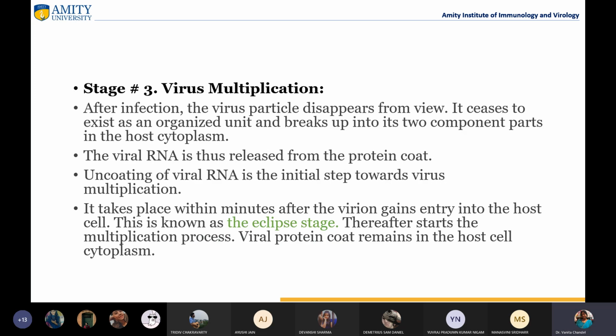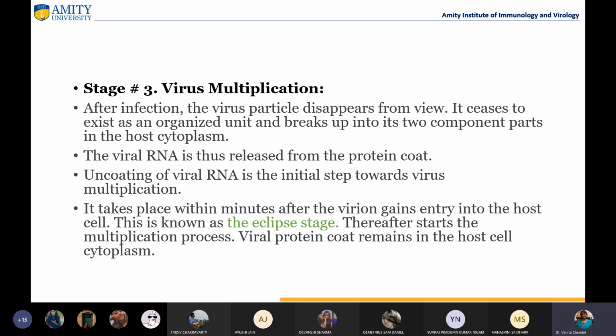Now, stage 3 is the virus multiplication. After infection, the virus particles disappear from view. It ceases to exist as an organized unit and then breaks up into its two component parts in the host cytoplasm. The viral RNA is released from the protein coat. So uncoating of viral RNA is the initial step towards virus multiplication.